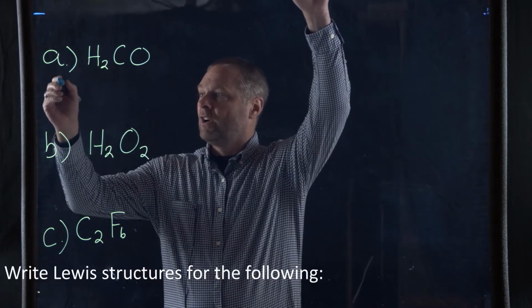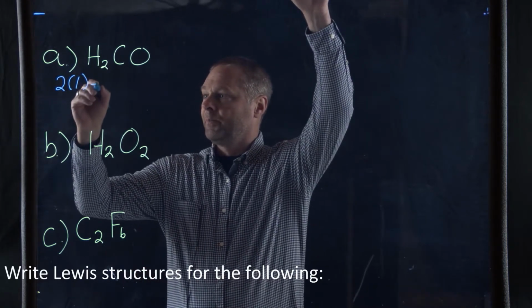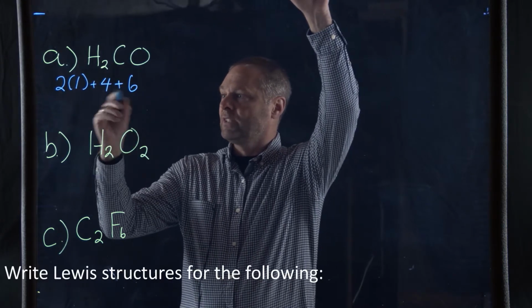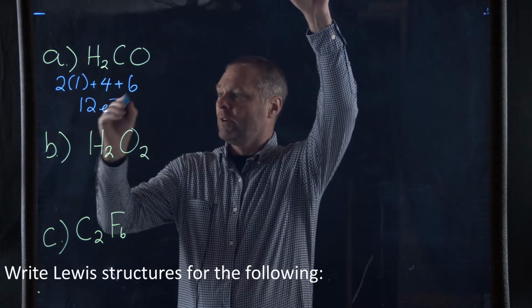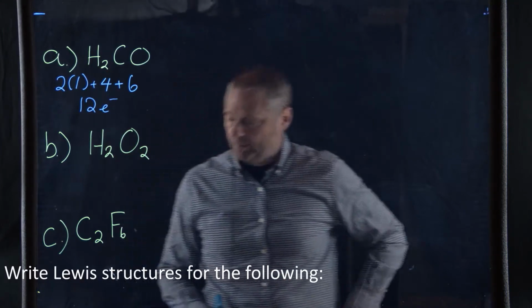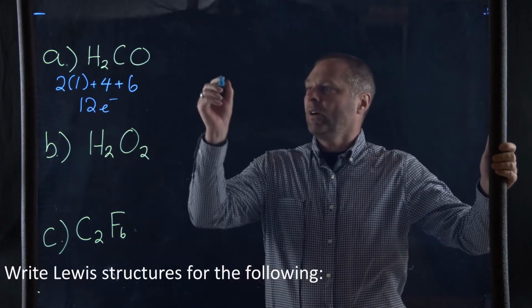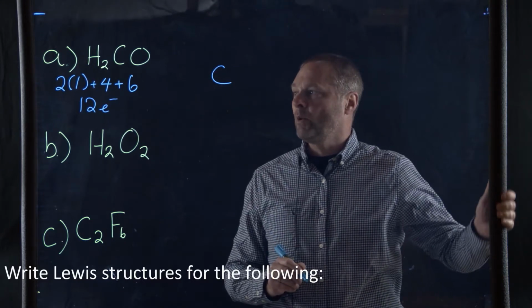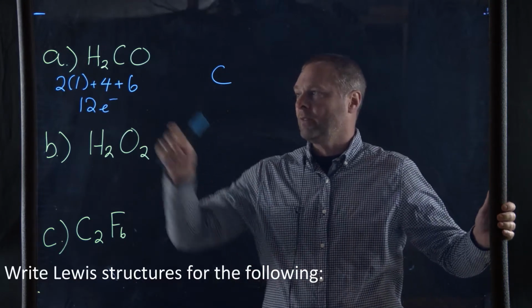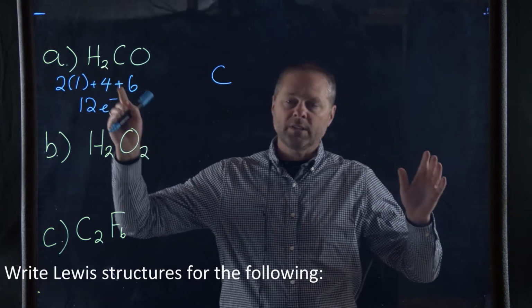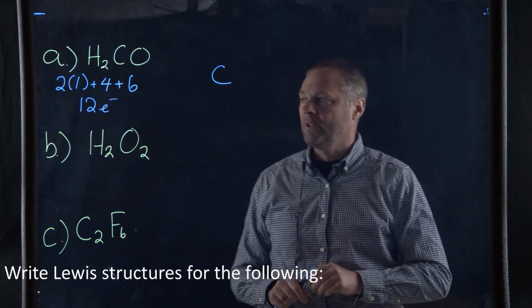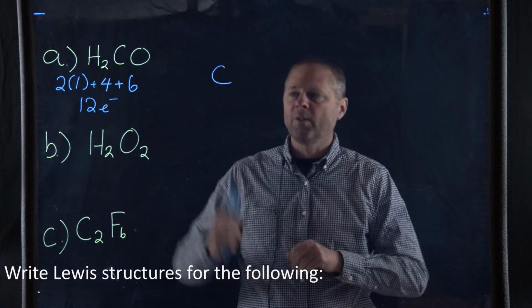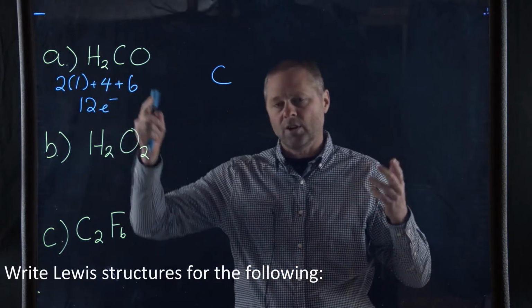So each hydrogen has 1, the carbon is going to have 4, and the oxygen is going to have 6. So that gives us 12 electrons that we have to account for. Now, we want to start with carbon as the central atom, since it's the most metallic. It's down and furthest to the left, even though hydrogen is sometimes placed to the left of carbon on the periodic table, but it's also above it. And hydrogen is a gas, carbon is a solid.